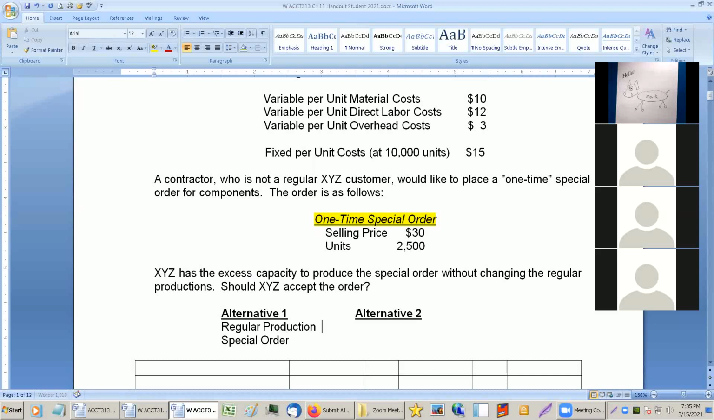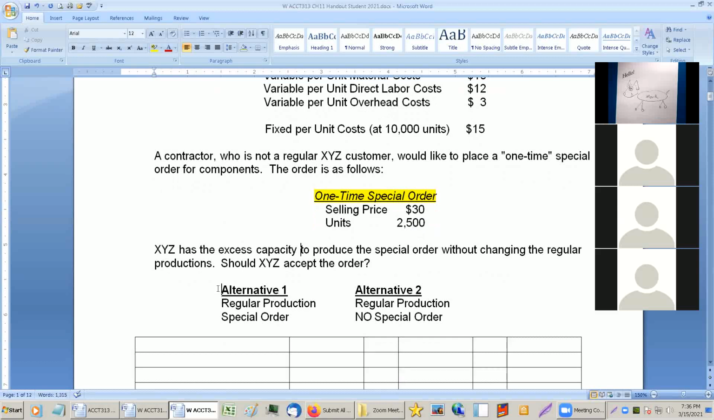Alternative two, regular production. I like to call it regular production.